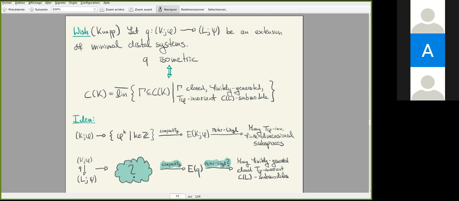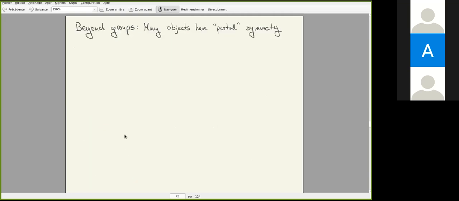And now there is a conceptual shift that is happening. So we need to go beyond groups. And the problem is many objects that occur in mathematics and also in real life have only partial symmetry. So an example is, for example, an equivalence relation. You have a pair X and Y, which is in relation, and you can flip them around. And also, if you have X is in relation with Y, and Y is in relation with Z, then you can also concatenate these pairs, and you get that X is in relation with Z.